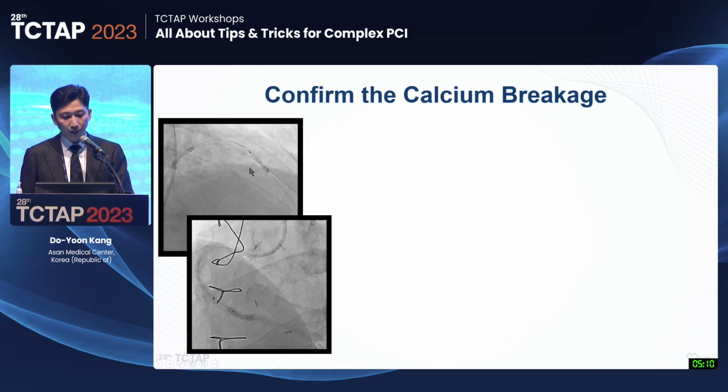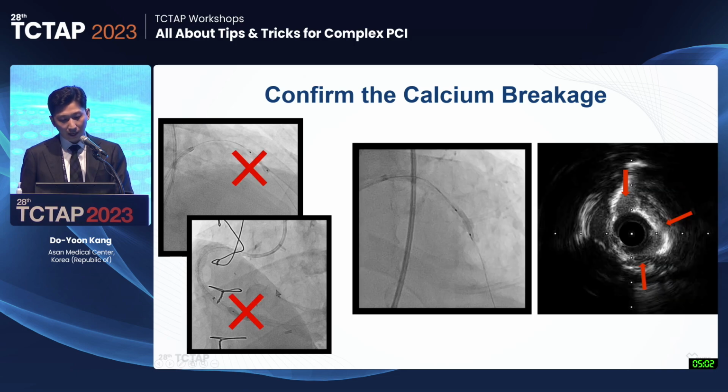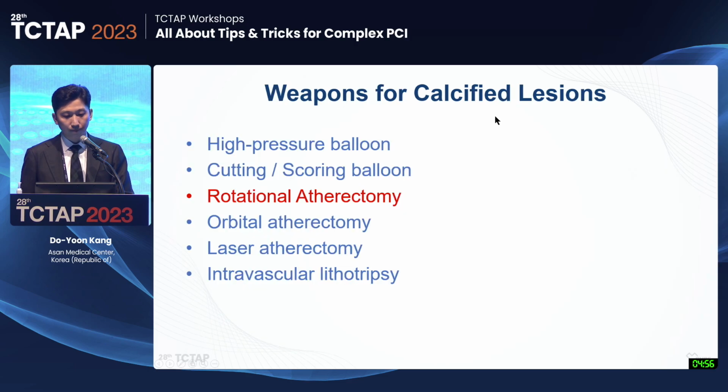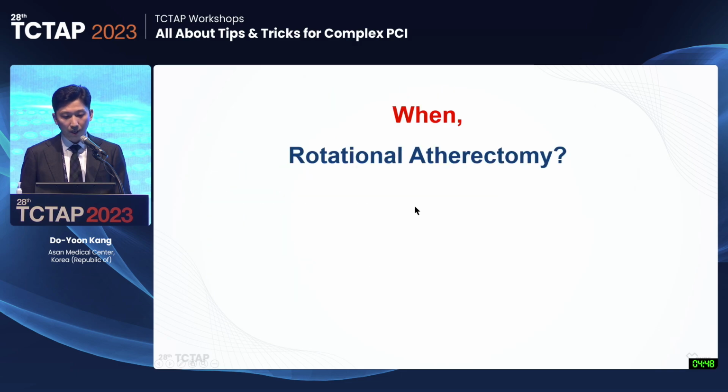Confirm the calcium breakage in IVUS or OCT, and also in angiography you should check the balloon expansion. If you see this kind of sign, you should not place the stent, and should check the calcium breakage. We have many weapons, as shown in the previous slides, and I will talk about rotational atherectomy.